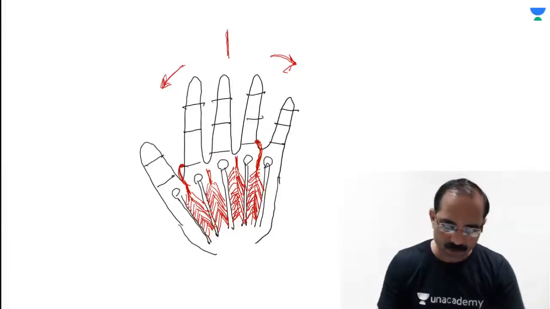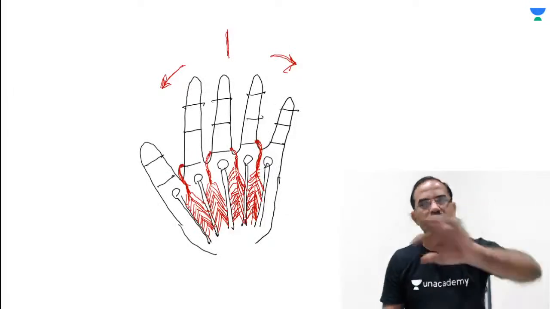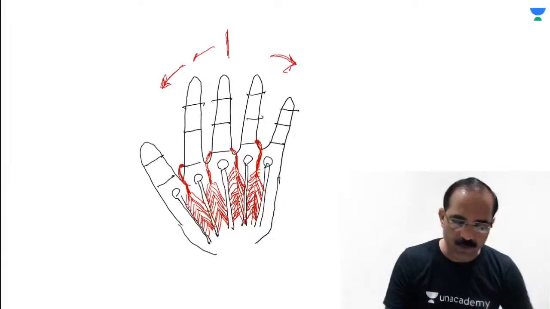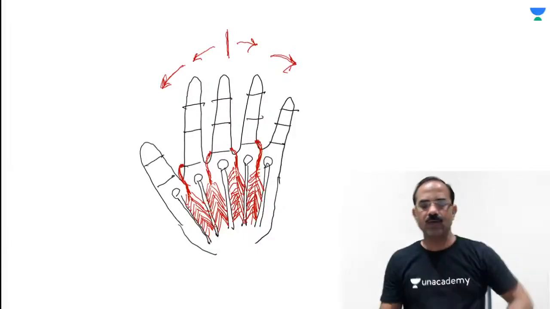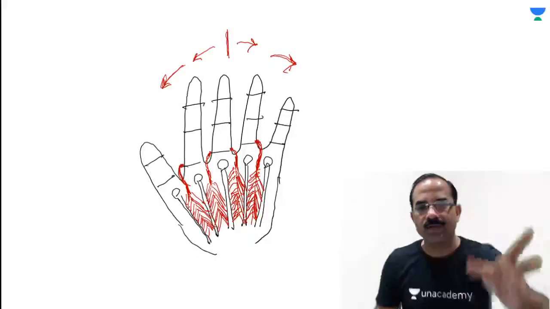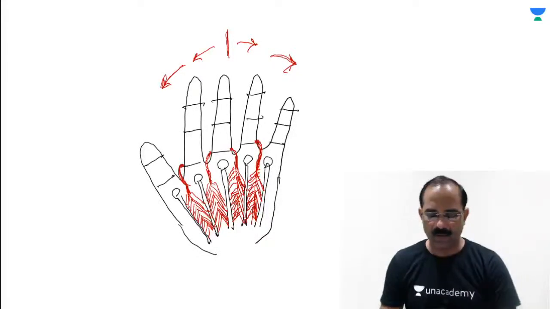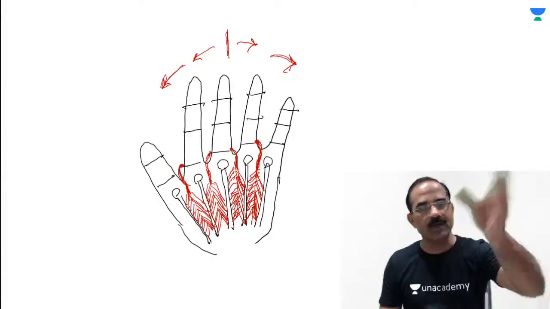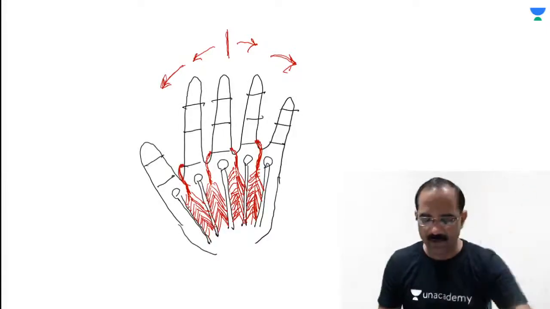So there will be two dorsal interossei for this finger, on either side. This is also abduction and this is also abduction. Is this clear to all of you? So this is the dorsal interossei and how they are placed. What is the action of dorsal interossei? Abduction of fingers. Palmar interossei is adduction of fingers.